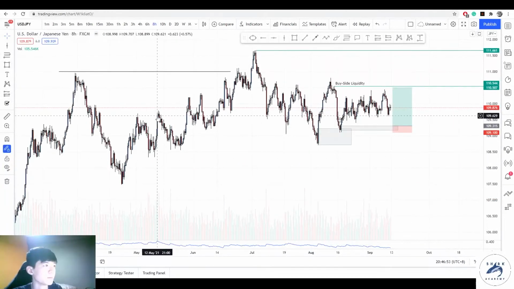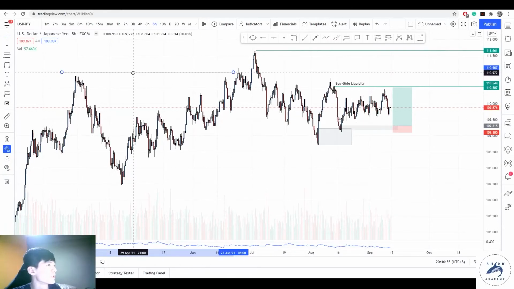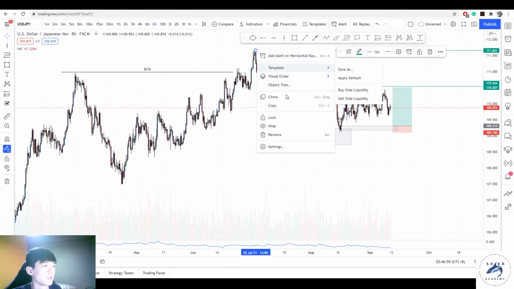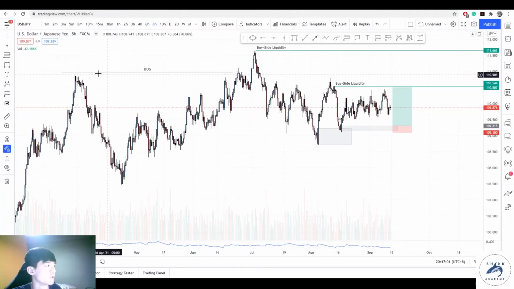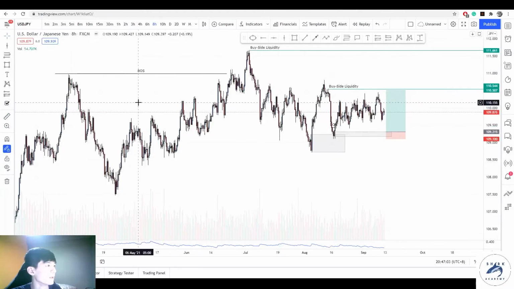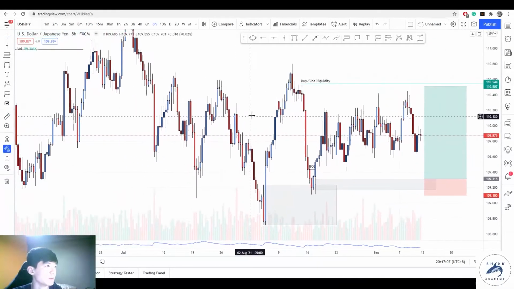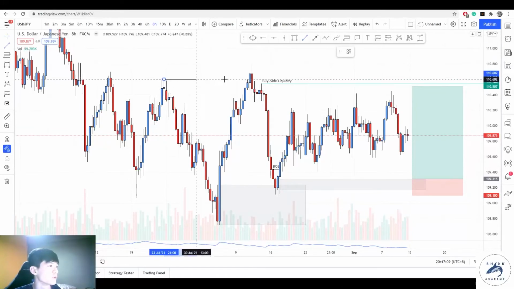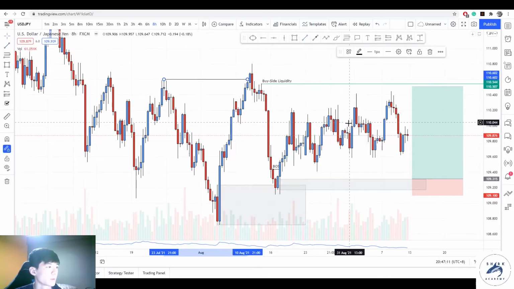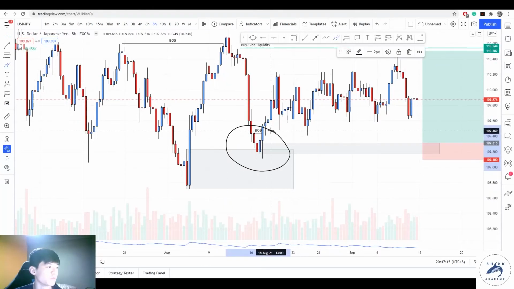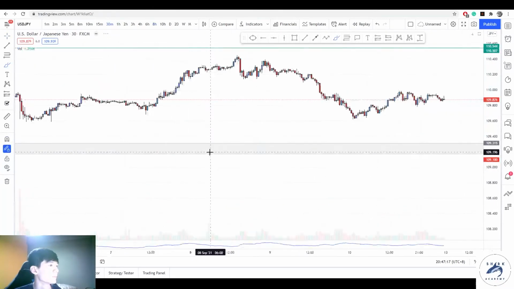Lastly, dollar yen. We have a clean break of structure here, leaving behind liquidity highs for us to grab eventually, right? It doesn't have to be now, but this is what we have on the higher time frame. So you can see what happens here. First of all, another break of structure, leaving behind demand areas. So let's look down on the lower time frame to see what is happening here.